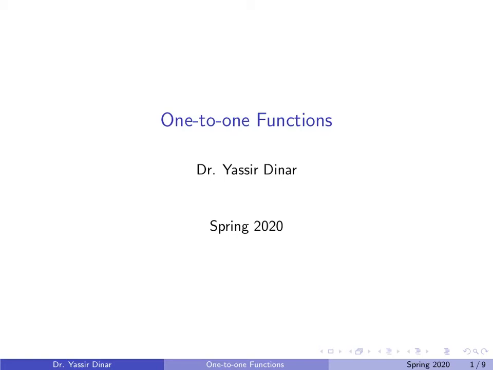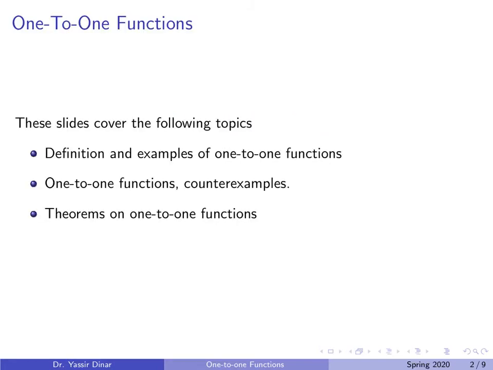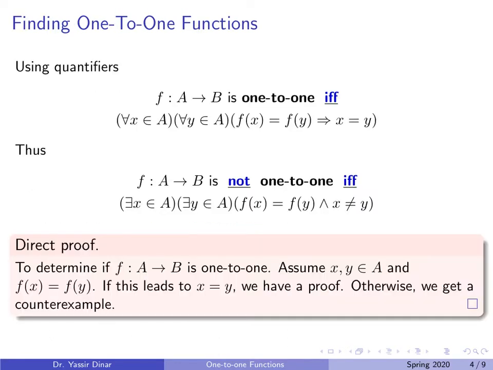Now we came to the third part about one-to-one functions, and here we will give some theorems and results about one-to-one functions. Recall that when we assume that f is a one-to-one function, that means for every x belongs to A and for every y belongs to A, if f of x is equal to f of y, that means x is equal to y.